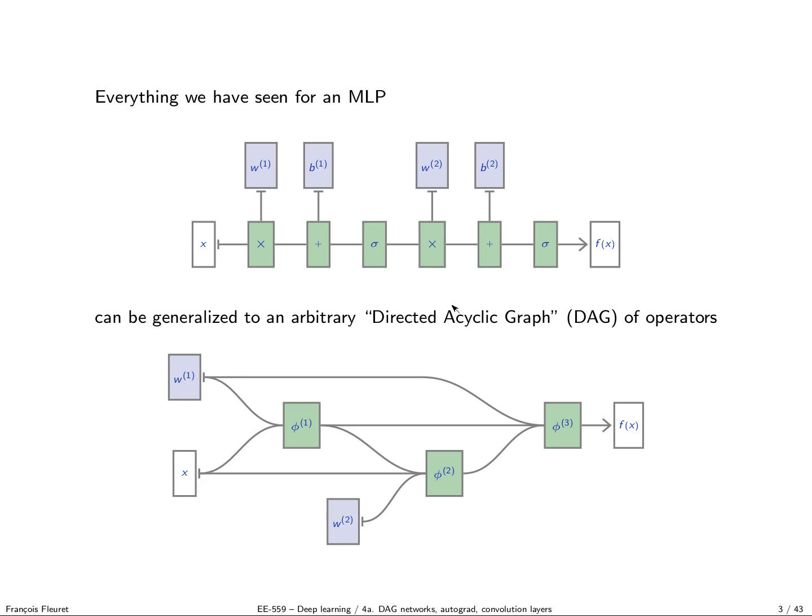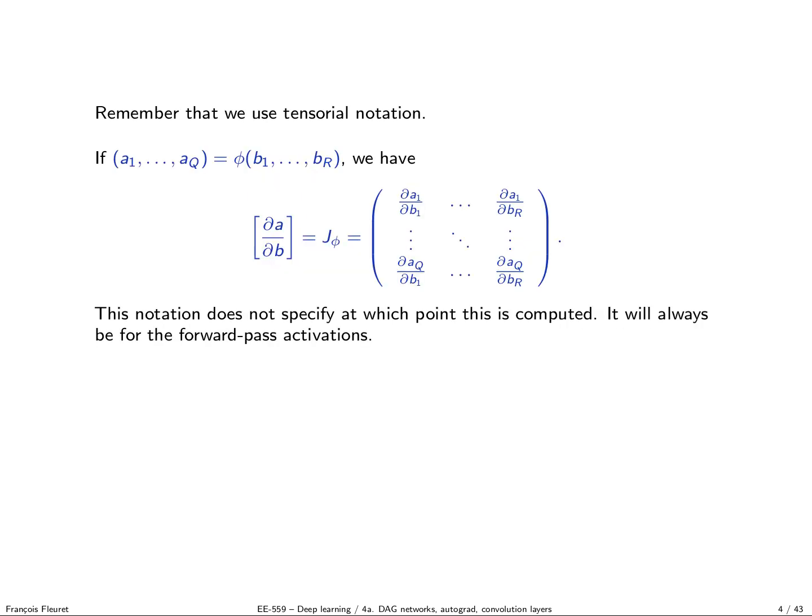As long as it's a processing of that sort, you can do everything we have done, which is basically computing the activations or computing the derivatives of quantities with respect to quantities. So we will still use tensorial notations, in particular the Jacobian. Remember we have this bracket notation, derivative of A with respect to B, which is the standard Jacobian of phi at B, the derivative of each A with respect to each B. So each row corresponds to an A, each column to a B.